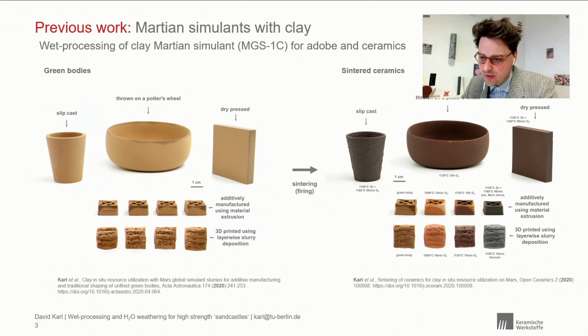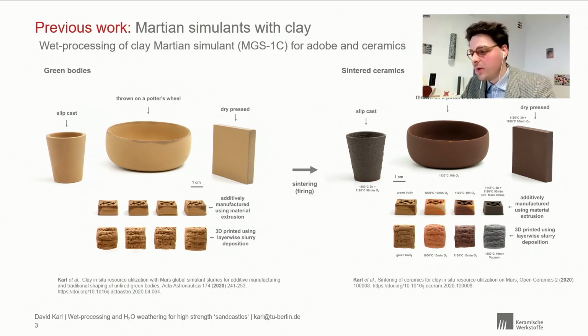So we did slip casting, we actually hand modeled these materials, and we also dry pressed them as a reference. We used additive manufacturing, for example material extrusion in this case, but also a highly developed 3D printing method called layer-wise slurry deposition, which is a real 3D printing method. This produced quite good green bodies that could be used as such. I will show you in a second.